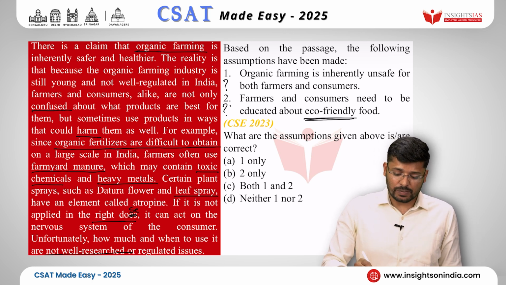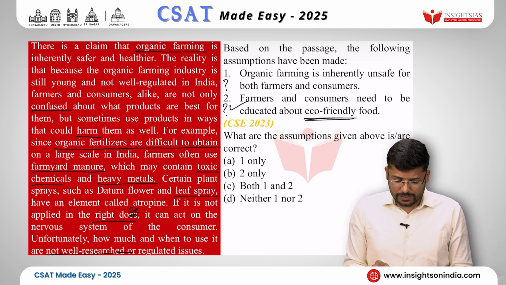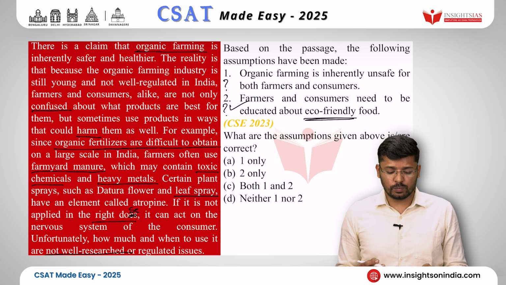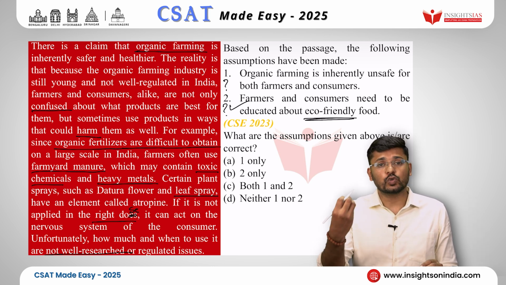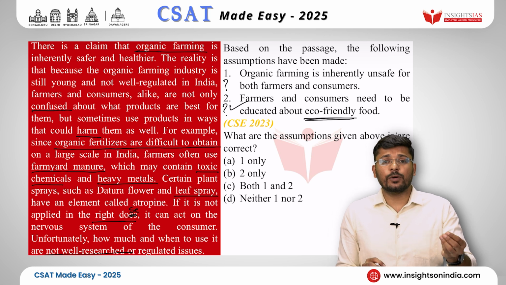That becomes right. Why does it become right? Because the author says farmers and consumers are confused, and they use products in a way that could harm. So he seems to have assumed that because they are confused and not knowledgeable, they use harmful products. If they had been educated, then probably they would not have used harmful products.